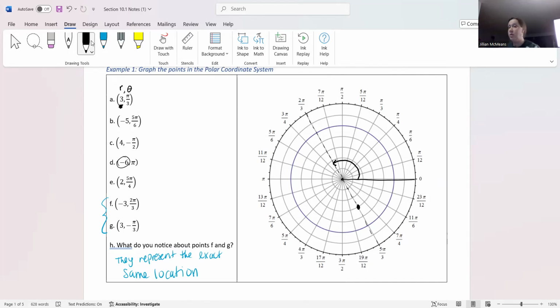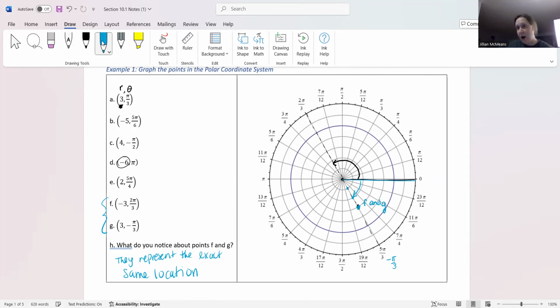Well, then we found another set of coordinates that put us at the exact same spot. That was kind of weird, right? So we had 3 comma -pi over 3. So let's do this one in blue. We've got our polar axis. We want to measure out an angle that represents -pi over 3, and then we want to measure 1, 2, 3 units out along the terminal side. Since the R value is positive, we go along the terminal side, and we end up exactly where we left off. So this was the point F and the point G.